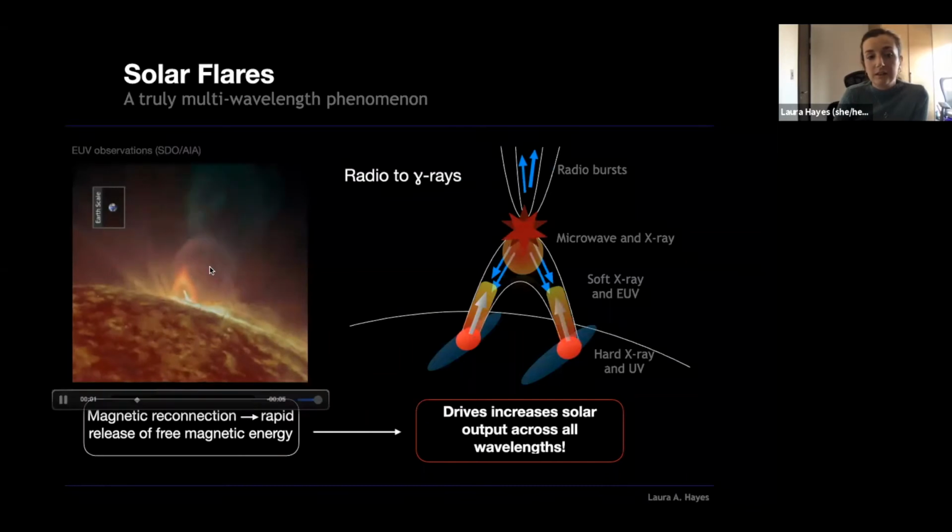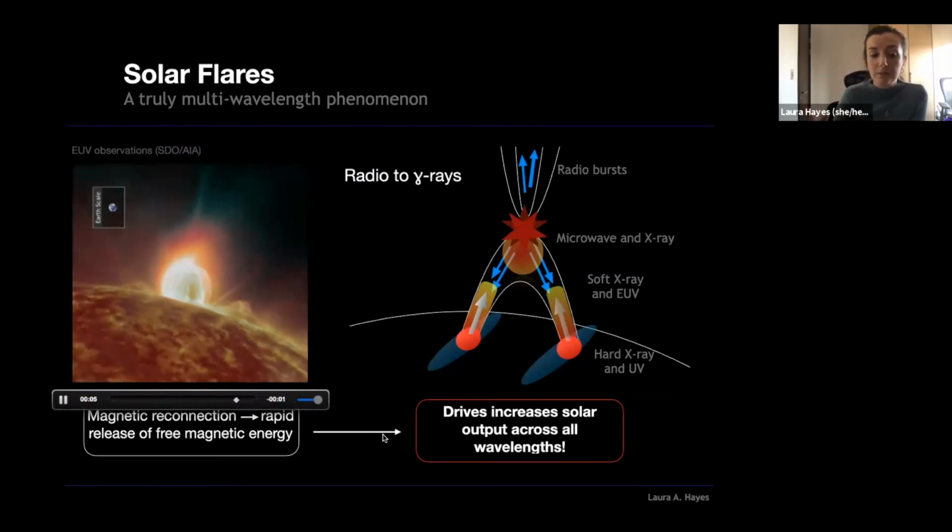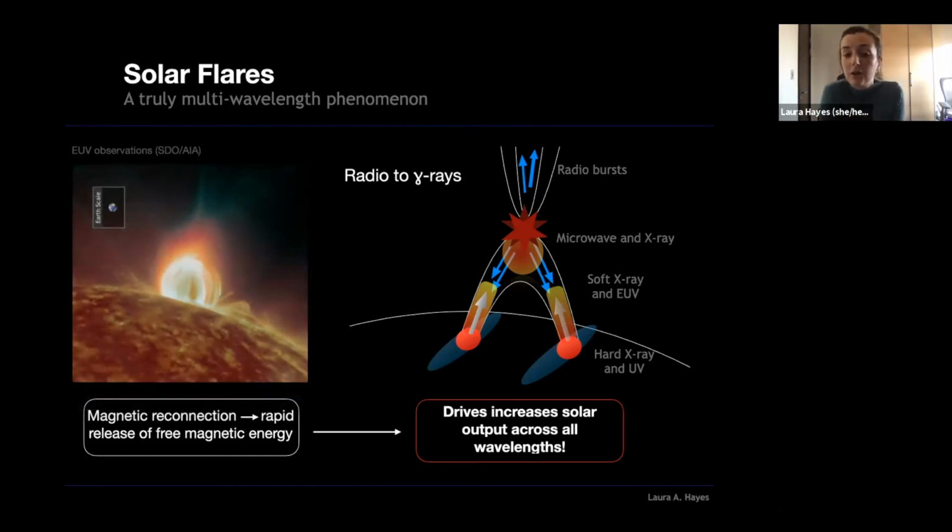So again, just thinking about solar flares, they're driven by magnetic reconnection. You have this rapid release of free magnetic energy. We've seen that this drives emission across the whole electromagnetic spectrum, from radio waves all the way up to gamma rays. So solar flares can be so bright that if you look at the full disk integrated flux from the sun in, say, EUV or in X-rays, it's going to increase by orders of magnitude. And this increases the solar output by orders of magnitude, which then, of course, is the direct impact on the Earth's ionosphere.